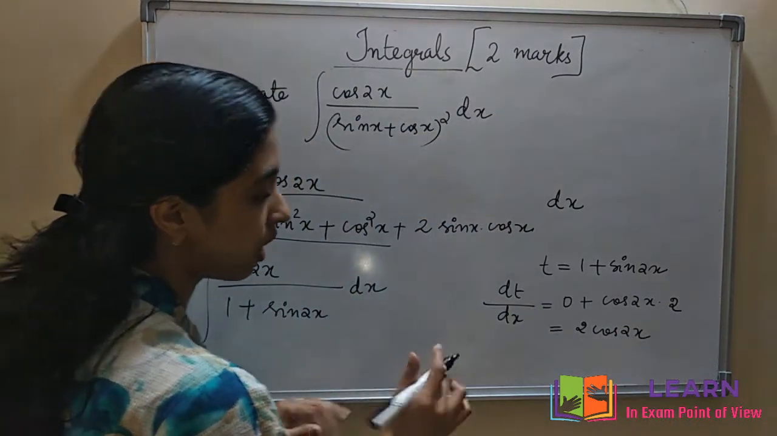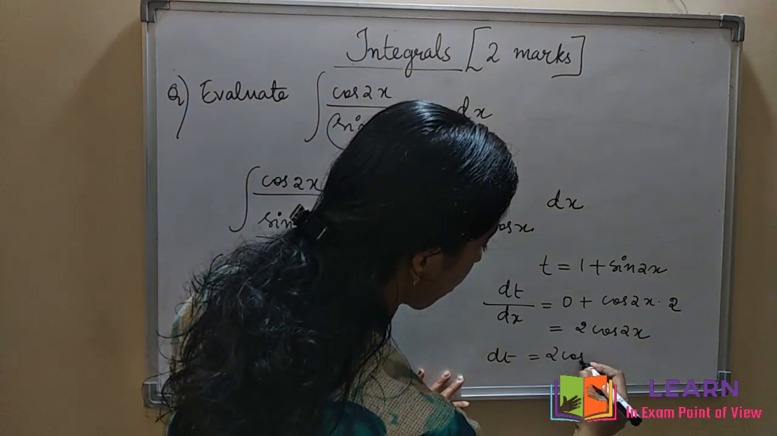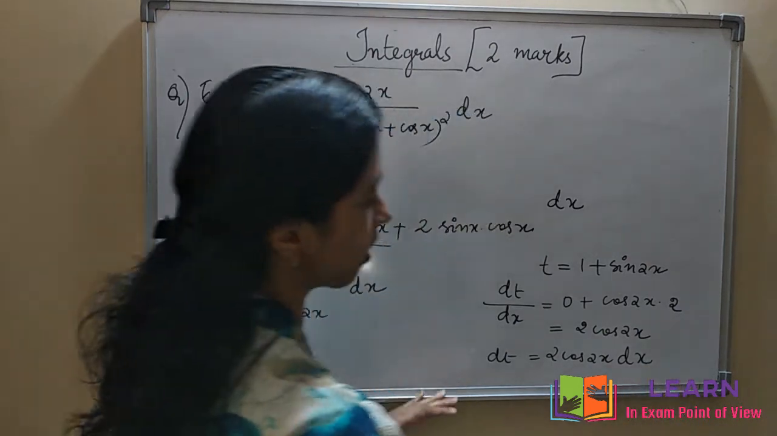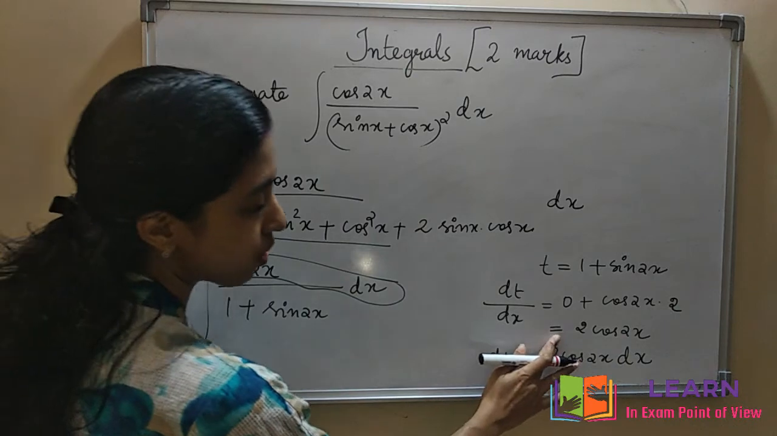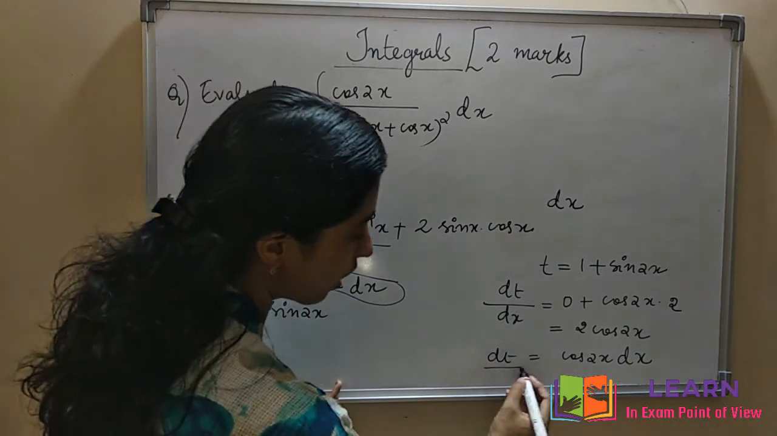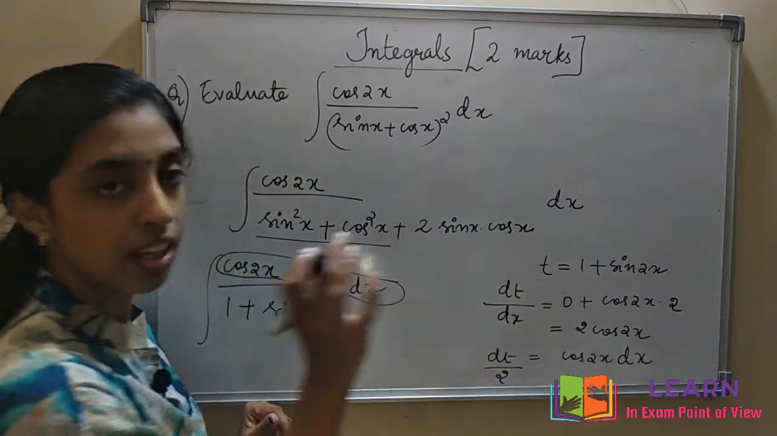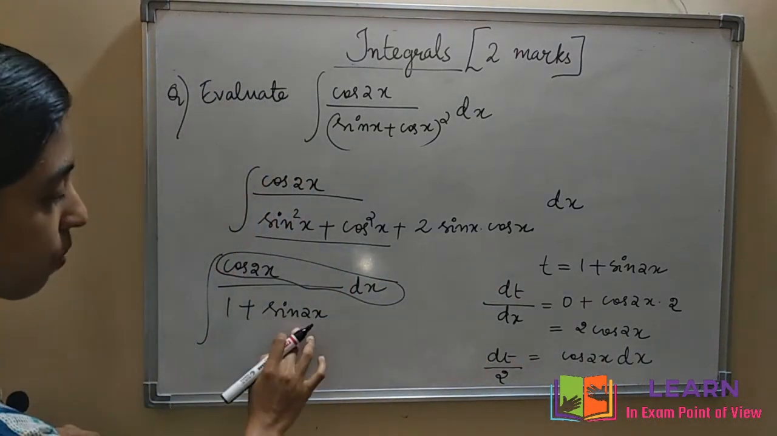Now we need only dt, correct? So dt equals 2 cos 2x into dx, which is there. But there is no 2 in the numerator. So this 2 you can write here as dt by 2. So in the place of cos 2x dx, you can substitute dt by 2. This is what is already t.